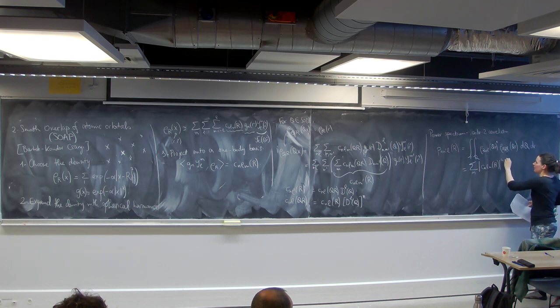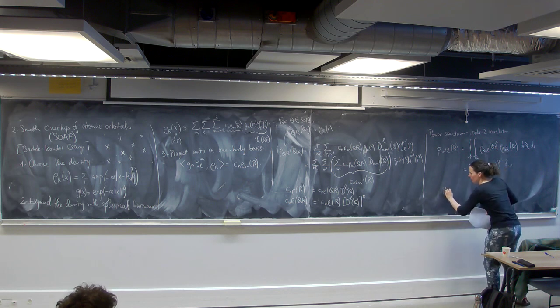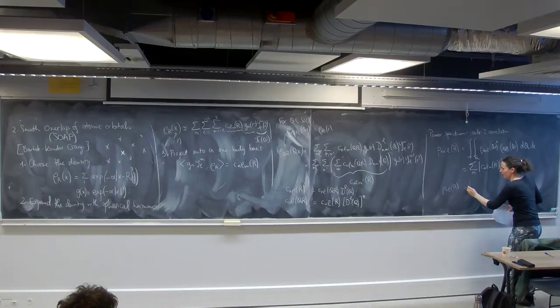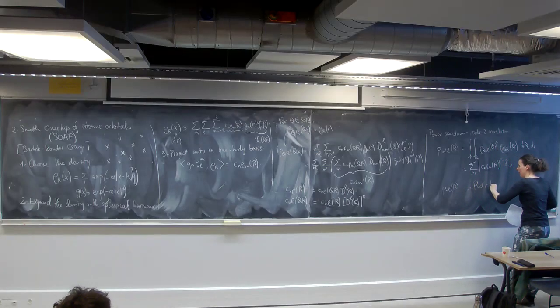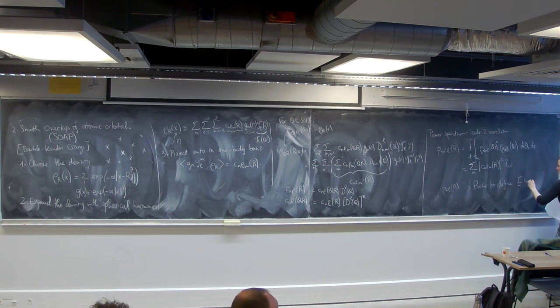So there's an n prime that appears, and it would be possible to define just some P_nl as power spectrum, but it's somehow richer to define the power spectrum a bit differently, as the sum over m of c_nlm(R) star c_n'lm(R). And so this would be P_nn'l(R).